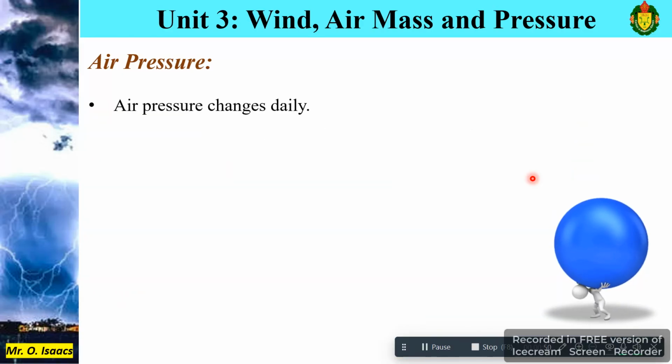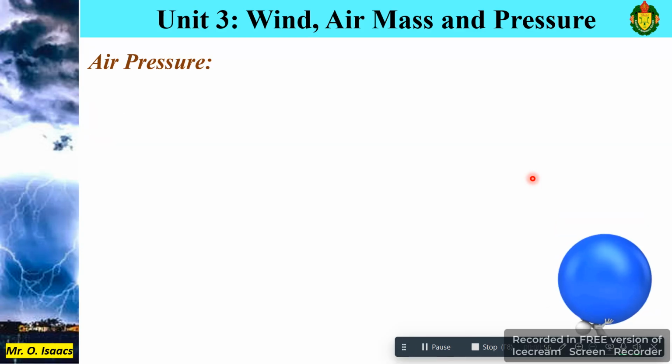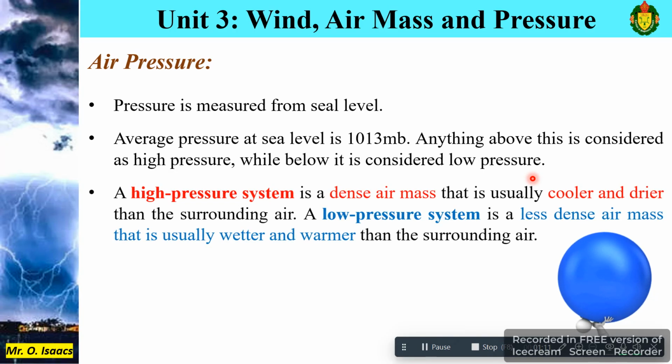So of course air pressure changes daily, and the more dense the air is, the more pressure it will exert. And usually air pressure is measured from sea level, and the averaged one is roughly around 1013 millibars. Anything below that is going to be considered low pressure. So that is a hint for you to understand a low pressure versus a high pressure system.